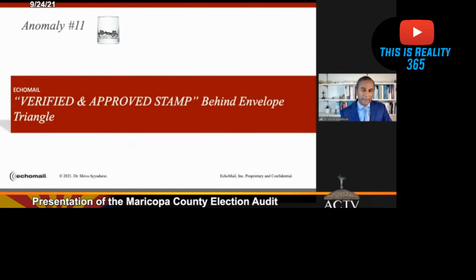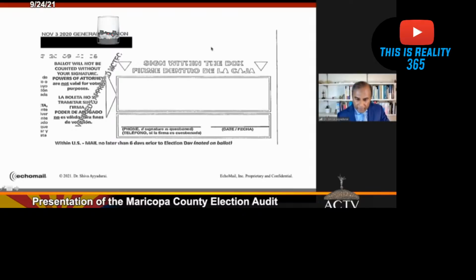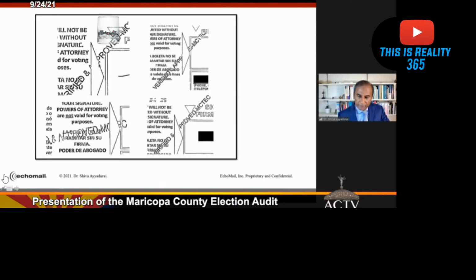Then finally, the last anomaly I want to show is where we saw something fascinating: the verified and approved stamp, and you have to look at this carefully, is occurring behind the envelope triangle. Let me explain. If you look at this carefully, this is an image of an envelope. Here is a triangle, which is pointing people to print here. Now you would think if it was stamped, this stamp should be over this image, but it is actually behind the triangle. And you see it here again, close up.